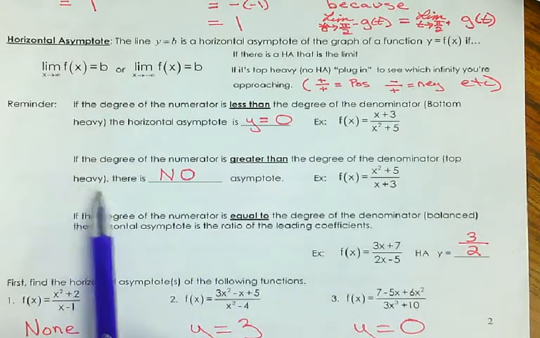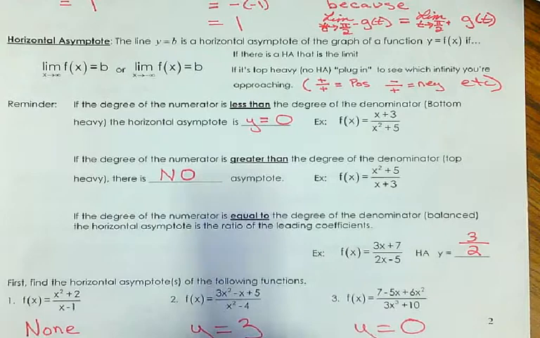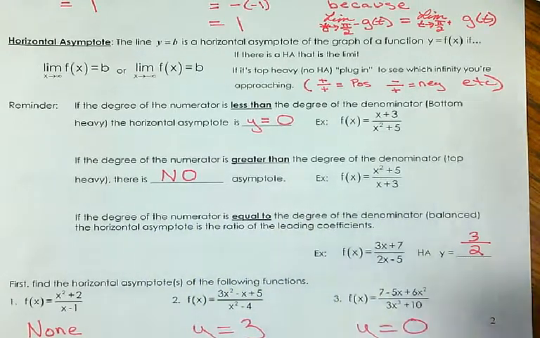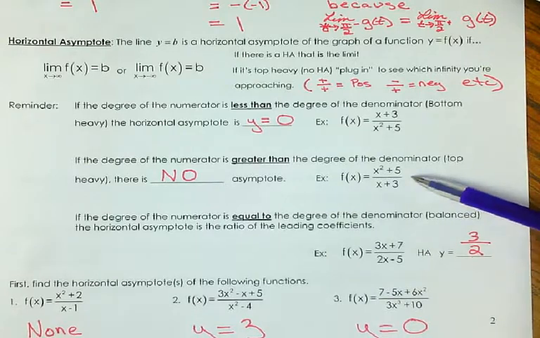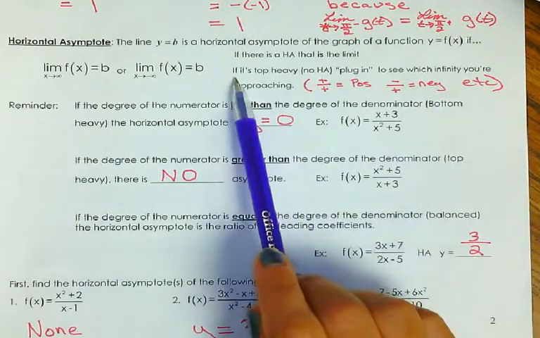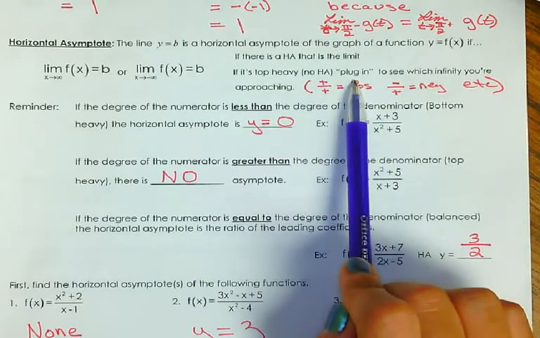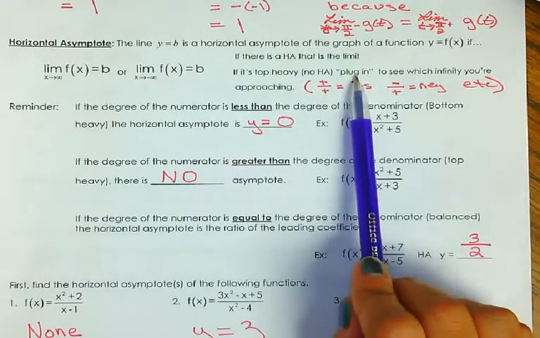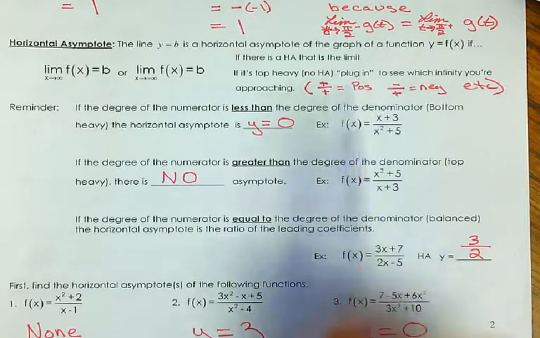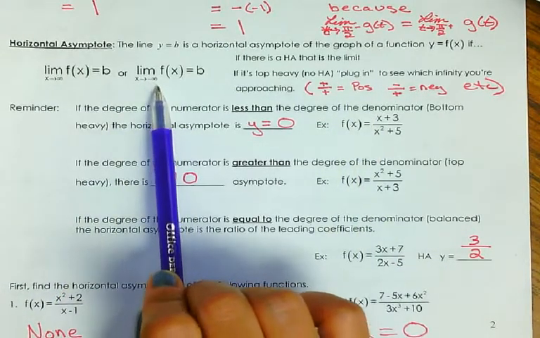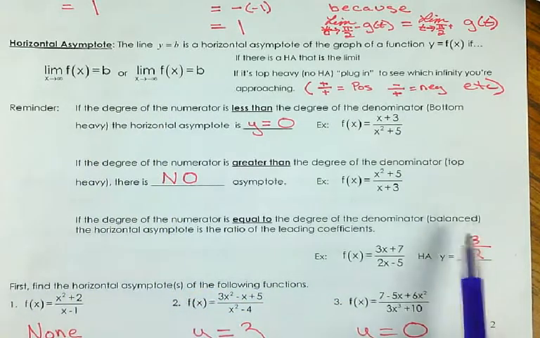The problem is when you try to find if there's a horizontal asymptote and the degree is bigger in the top, or I call that top heavy. So to do this, your strategy is if it's top heavy, aka there's no horizontal asymptote, we're going to plug in infinity, whichever infinity you're approaching. So if it's telling you positive infinity, you plug in positive. If it's approaching negative infinity, you would plug in a negative infinity.